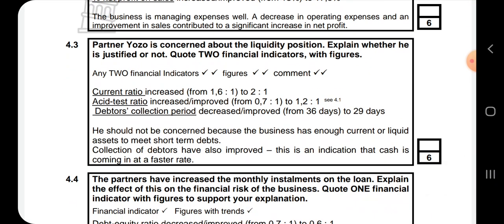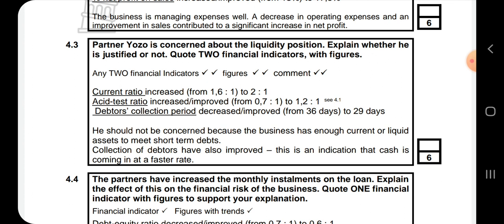Partner Yozo is concerned about the liquidity position. Explain whether he is justified or not. So I'm showing you how to answer these questions. Quote 2 financial indicators with figures. So liquidity is current ratio, asset test, debtors collection period. So any 2 financial indicators between the 3, you get 2 marks. And then figures meaning an increase.